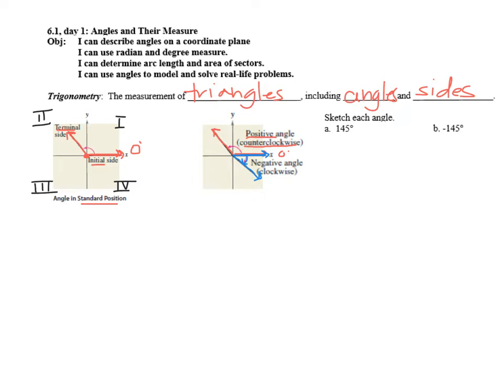So let's put that to the test. Let's sketch a 145 degree angle and then a negative 145 degree angle. To do that, I'm going to create a really quick coordinate system, knowing that we start our initial ray always on the right-hand side at 0 degrees. Put your vertex right in the middle. All the way up to the top is 90 degrees, and all the way over to the left would be 180. 145 is kind of in the middle, a little bit closer to 180 than it is to 90.